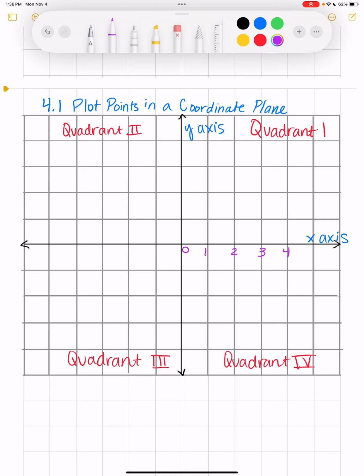Going up, 1, 2, 3, 4. So going to the right and going up are positive numbers. Going to the left and going down are going to be negative numbers. So on the x-axis over here, this would be -1. This would be -2, -3, -4, so on and so forth. And then going down on the y-axis, same thing. This is -1, -2, -3, -4.